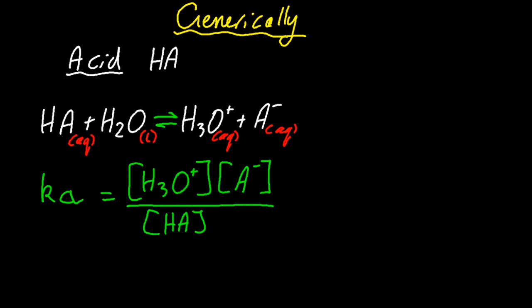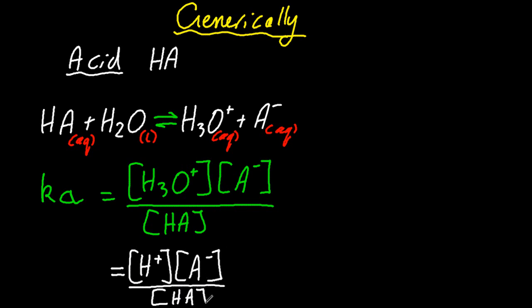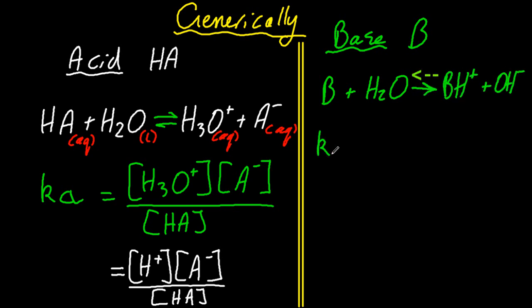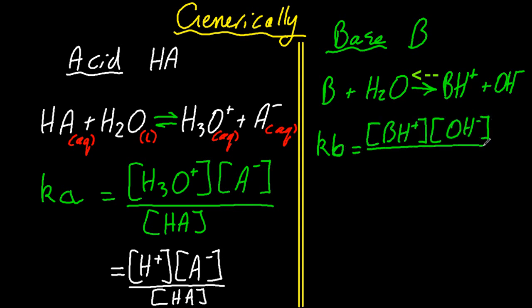Another way that you might see it, perhaps more commonly, is H plus and A minus over HA. Okay, so that's the generic acid. Let's look at a generic base, B. So add it to water, make sure it's equilibrium, and I'm going to get the hydroxide ion and BH plus. So Kb is the basic dissociation constant, and again that's products divided by reactants, and you can ignore the water.